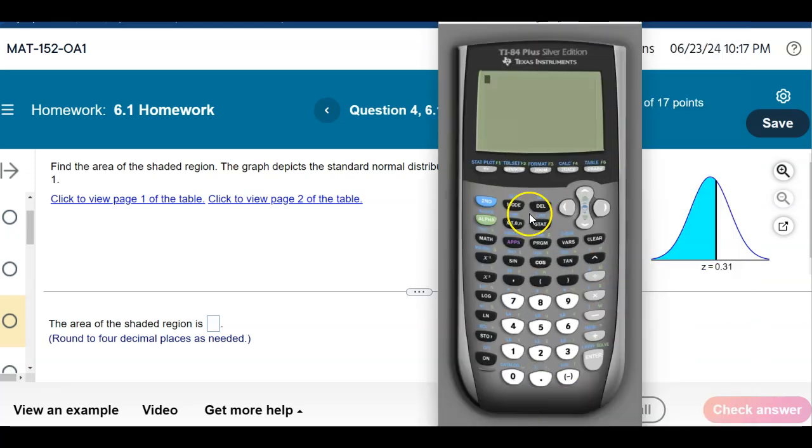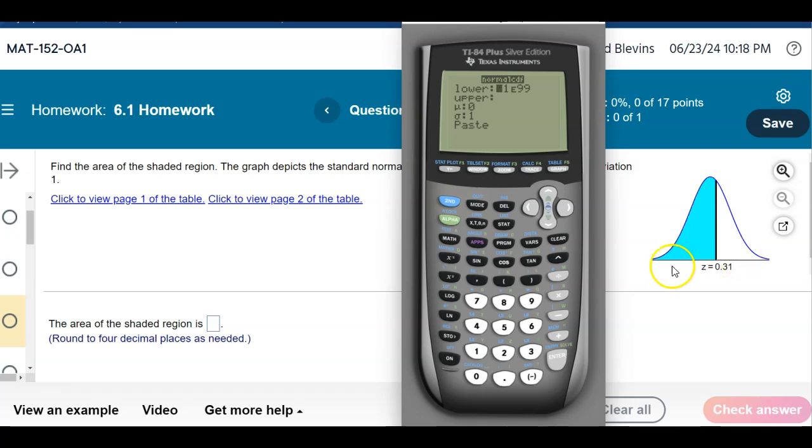So what I want to do, I'm going to go to the distribution menu, which is second vars. All right, I'm going to go to normalCdf. All right, my lower is -1 E99, that means negative infinity. That is what I want. That means the shading goes off into the left tail. So this blue shading, if I don't see a number below it indicating that it's stopping anywhere, then that's what I want my lower number to be.